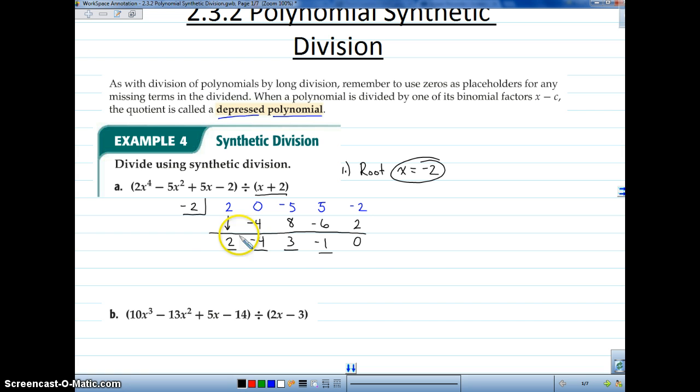Now our depressed polynomial always starts 1 degree less than we had before. So we had x to the fourth, now this is going to be 2x cubed minus 4x squared plus 3x minus 1. Okay. If we had a remainder, we could add that to it over the divisor, just like we did with the long division yesterday. But since they're not asking for anything other than for us to divide, we're done right there.